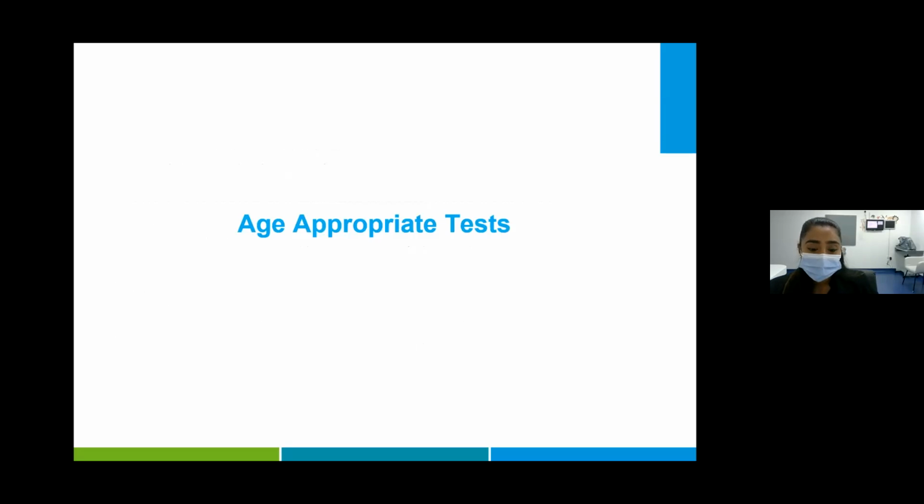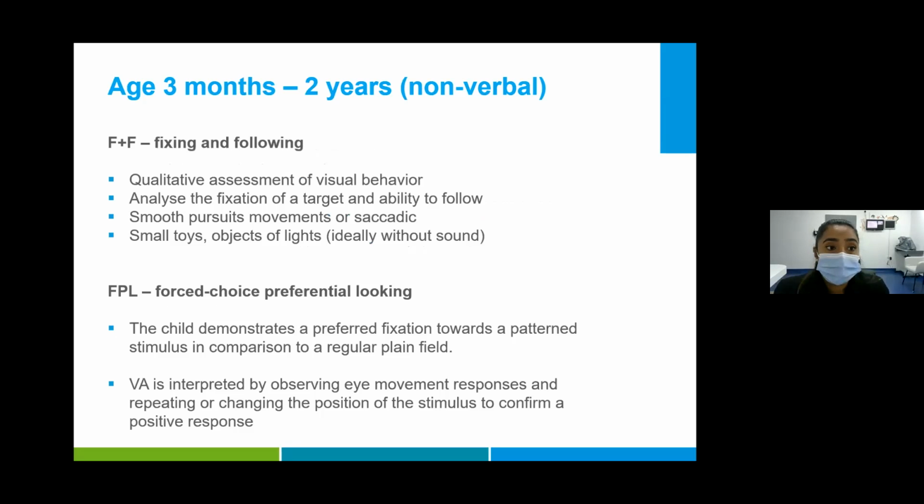So what are the age-appropriate tests for patients? Between 3 months and 2 years old, or when a patient is non-verbal, you could do a qualitative assessment of visual behavior, which is fixing and following. So you're analyzing the patient's fixation of a target, as well as the ability to follow this. There may be smooth pursuit movements or saccadic movements.